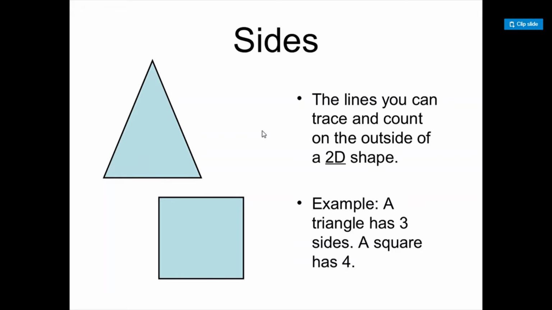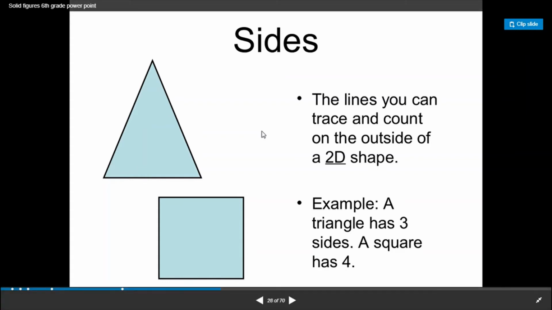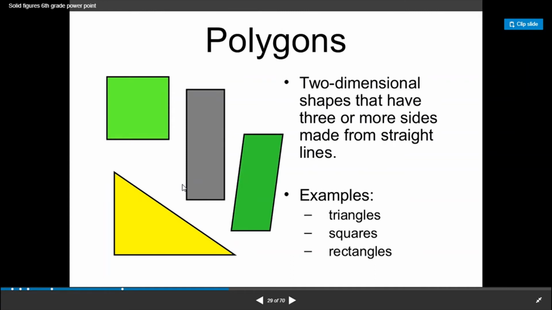Sides are the lines that trace and count on the outside of a 2D shape. Example, a triangle has 3 sides and a square has 4 sides. So let us count the sides of the triangle: 1, 2, 3, and the sides of a square: 1, 2, 3, and 4.